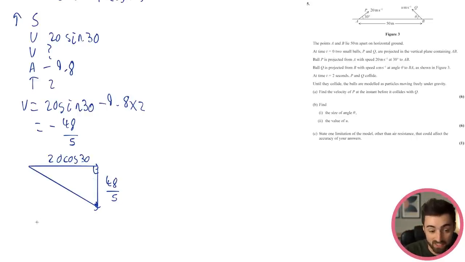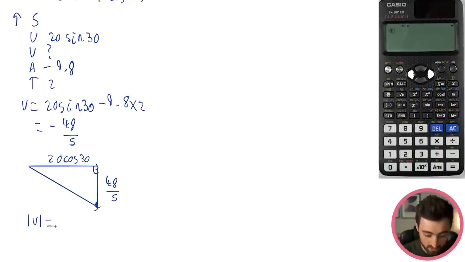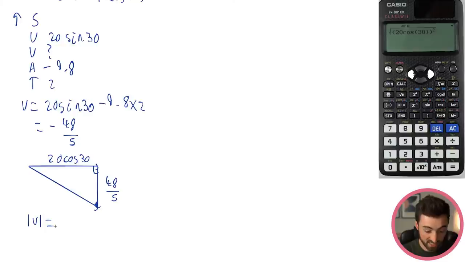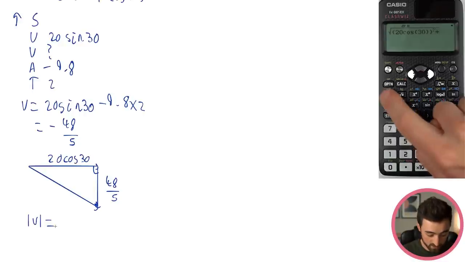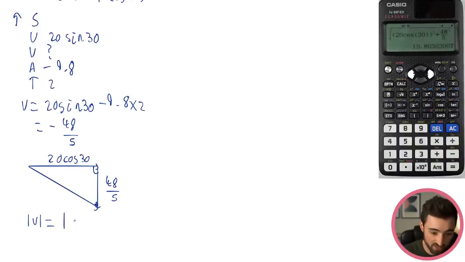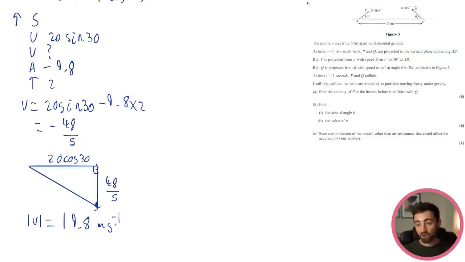So I'm just going to use Pythagoras. The magnitude of V, or your speed, is going to be the square root of 20 cos 30 all squared. Make sure that all of this is in brackets here, so your calculator knows that you need to square the 20 as well. And I'm then going to add 48 over 5 squared in the square root. And that is going to get me, to three significant figures, 19.8 meters per second.